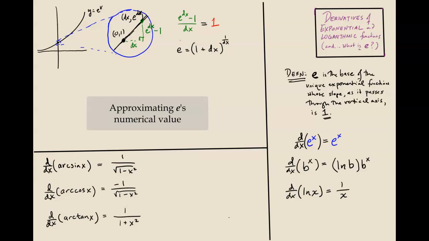When I do that, this expression becomes e is approximately equal to (1 plus delta x), all of that raised to the power of 1 over delta x, where delta x is a small but real number. And the smaller delta x becomes, the more closely it resembles an infinitesimal, and therefore the better this approximation becomes.